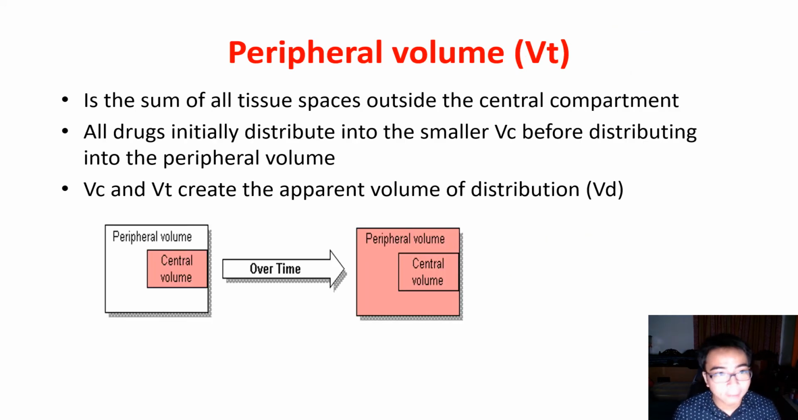What about the peripheral volume, class? It's the sum of all tissue spaces outside the central compartment. So all drugs initially distribute into the smaller VC before distributing into the peripheral volume. VC and VT creates the apparent volume distribution. So when we say, class, apparent volume distribution, that's already the combination of both the central volume and then the peripheral volume. Okay? Normally, class, di ba?